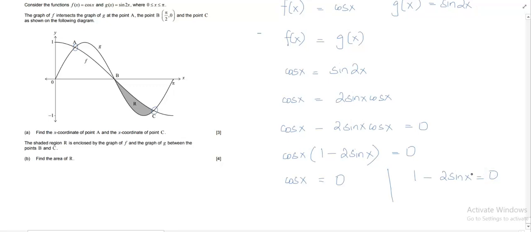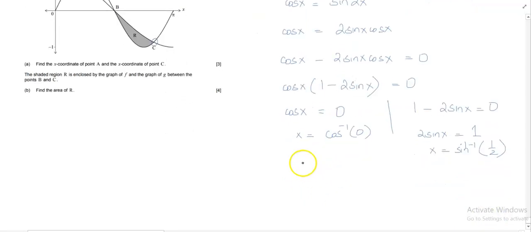Now what I'll do is I'll try to find out the value of x from these particular equations. So this is given as cos inverse of 0, and if I rearrange the other equation, I end up getting 2 sine of x is equal to 1, where x is equal to sine inverse of 1/2, right? Now I will find out the value for x is equal to cos inverse of 0. We know that cos inverse of 0 is equal to 90 degrees, or because the value is in radians, I'll write that as pi over 2, right?